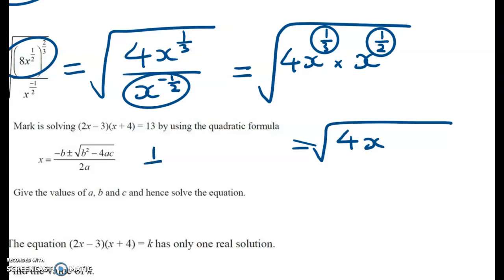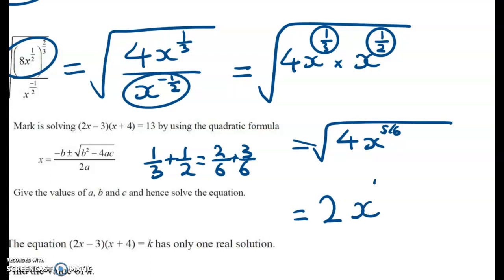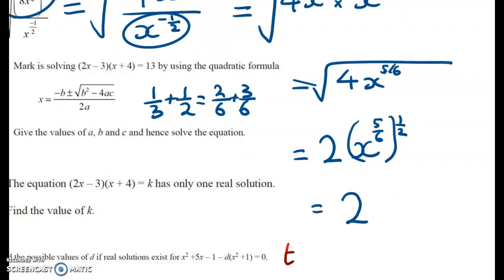1/3 plus 1/2 is equal to 2/6 plus 3/6. So that's 5/6. The very last step is to apply that square root. So we're going to have 2 for the square root of 4 times x to the power of 5/6, and we know that the square root means to the power of 1/2. So that gives us 2x to the power of 5/12, and that's the end of that question.